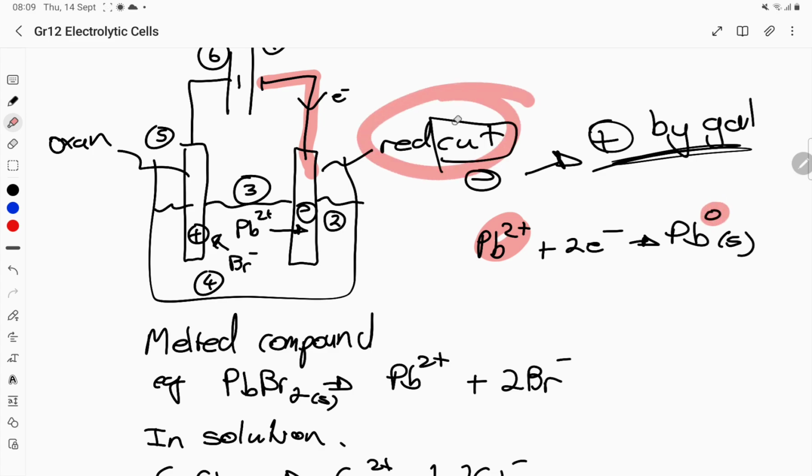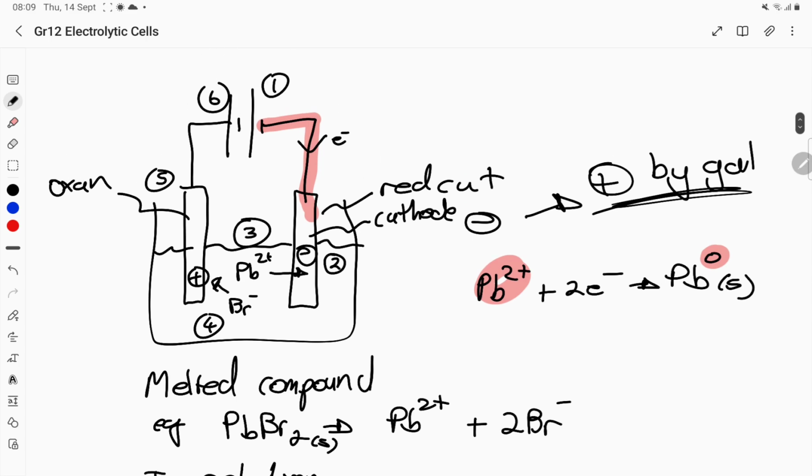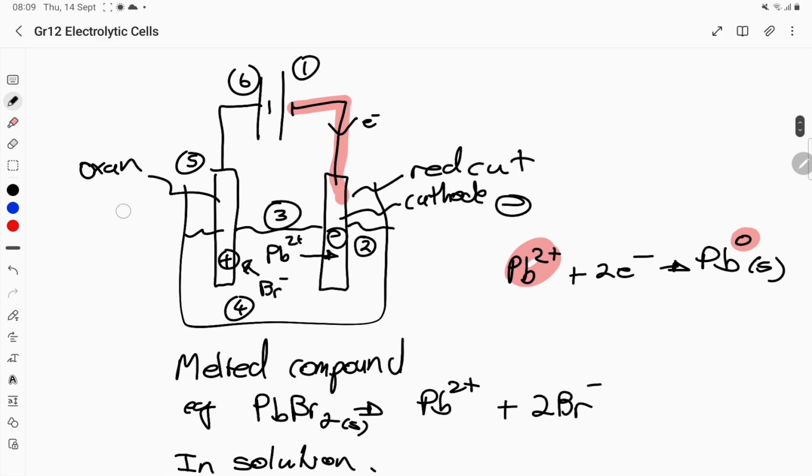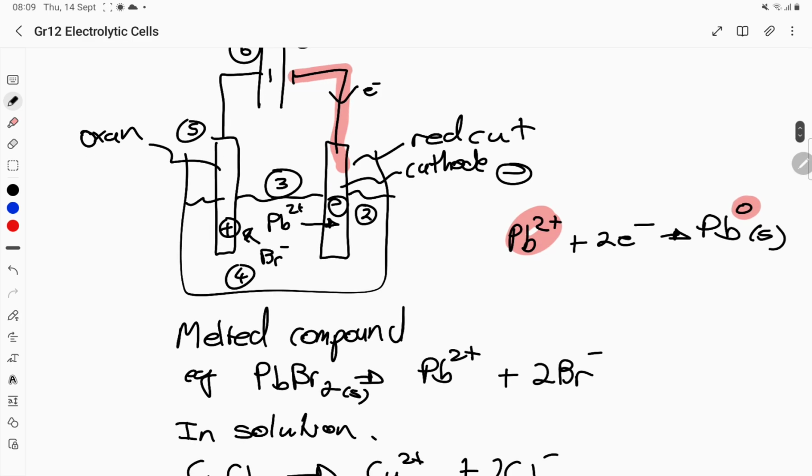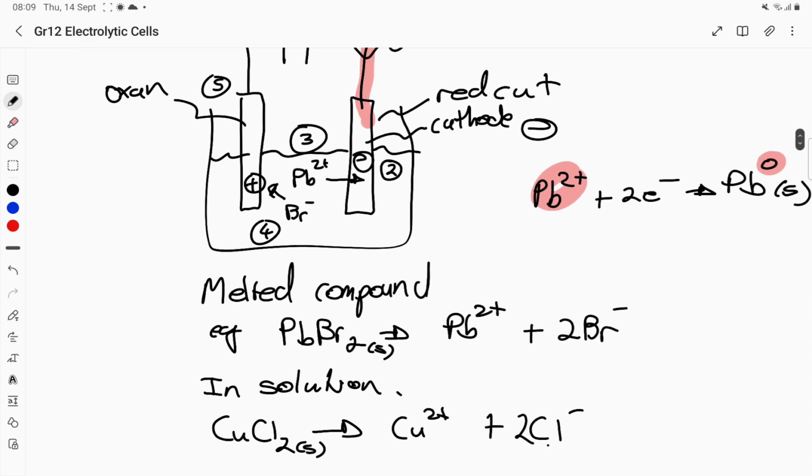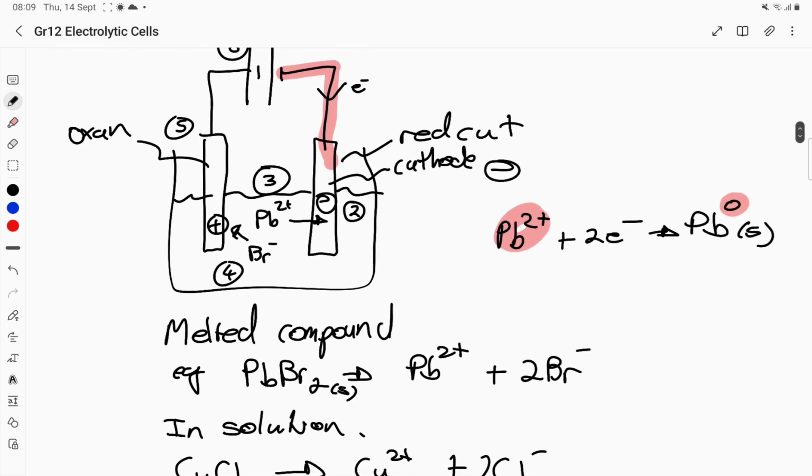And remember our RED CAT from the previous video, the acronym. Where reduction takes place, that is the cathode. So this, the negative, is the cathode. Now in the galvanic cells, it's the opposite way around, as positive, but RED CAT holds true for both, and AN OX, obviously, holds true for both systems, electrolytic cells and galvanic cells. So we have the gist of that.